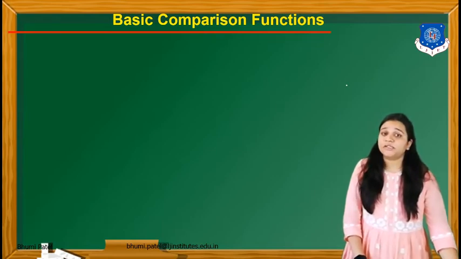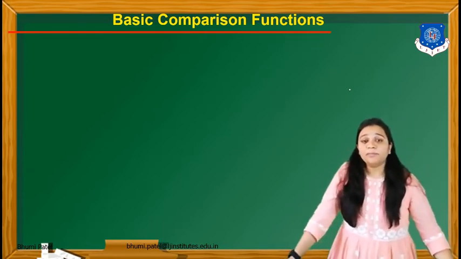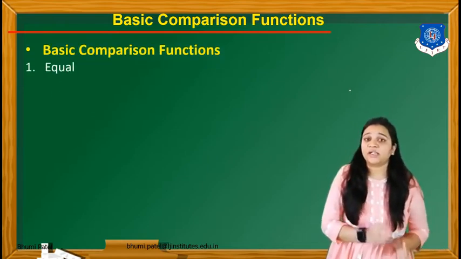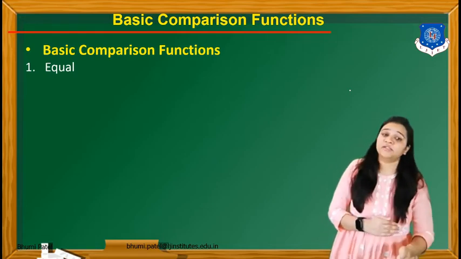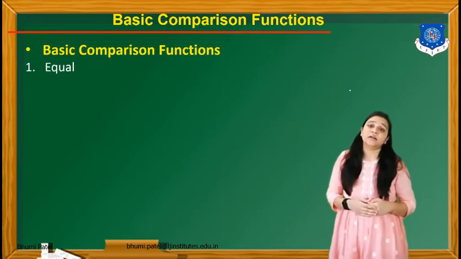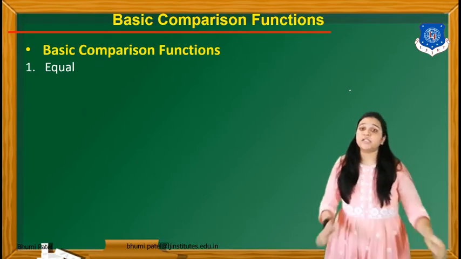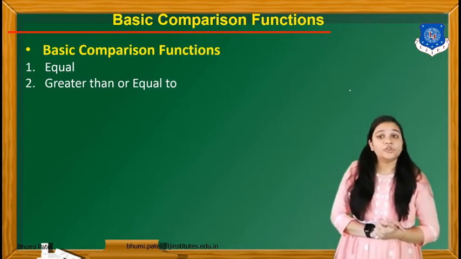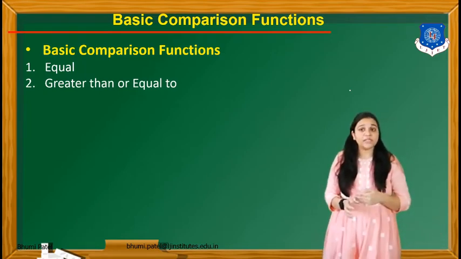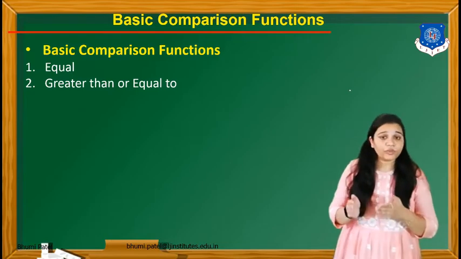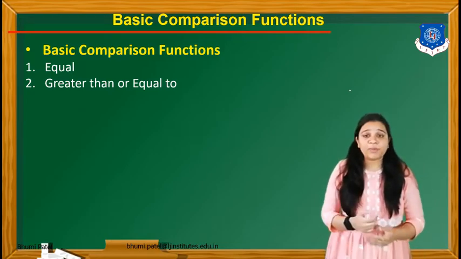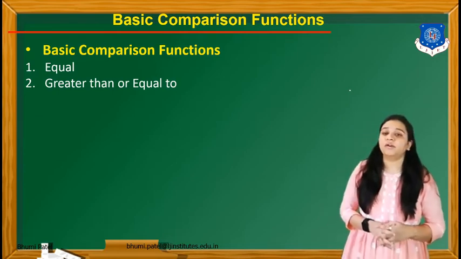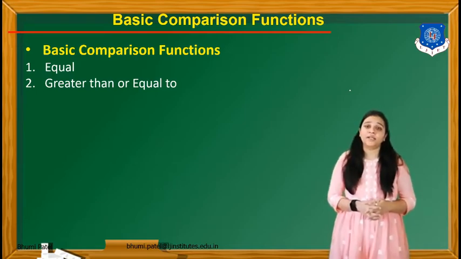In the basic comparison functions, the comparison functions are divided into two parts. The first one is the basic comparison functions, which are used as the basic ones. The first one is equal to and the second one is greater than or equal to. So whenever you draw a program using the PLC, you have to use only these two basic comparison functions: equal to and greater than or equal to.